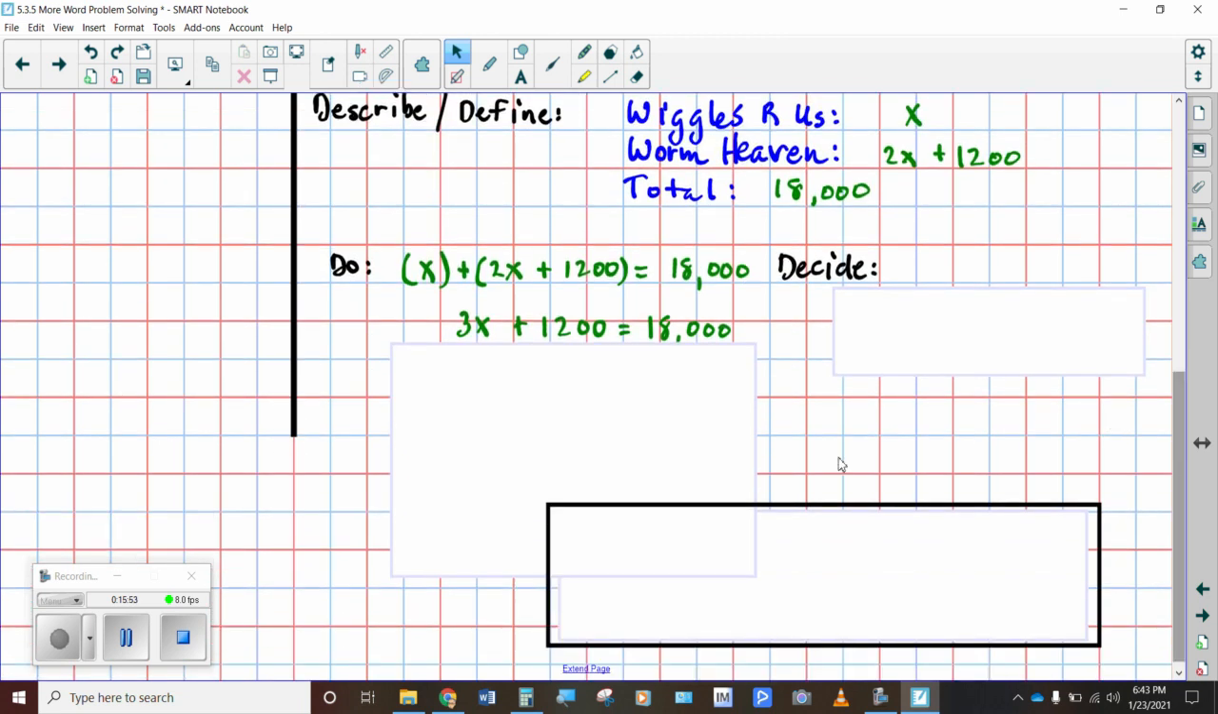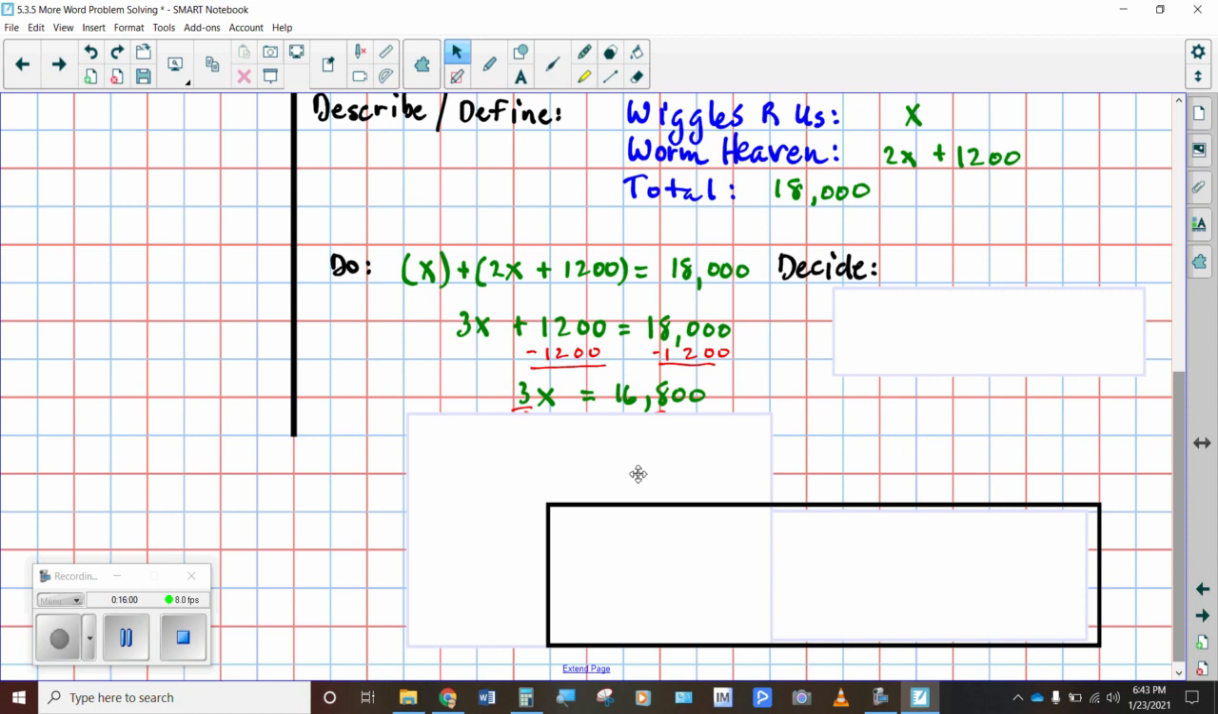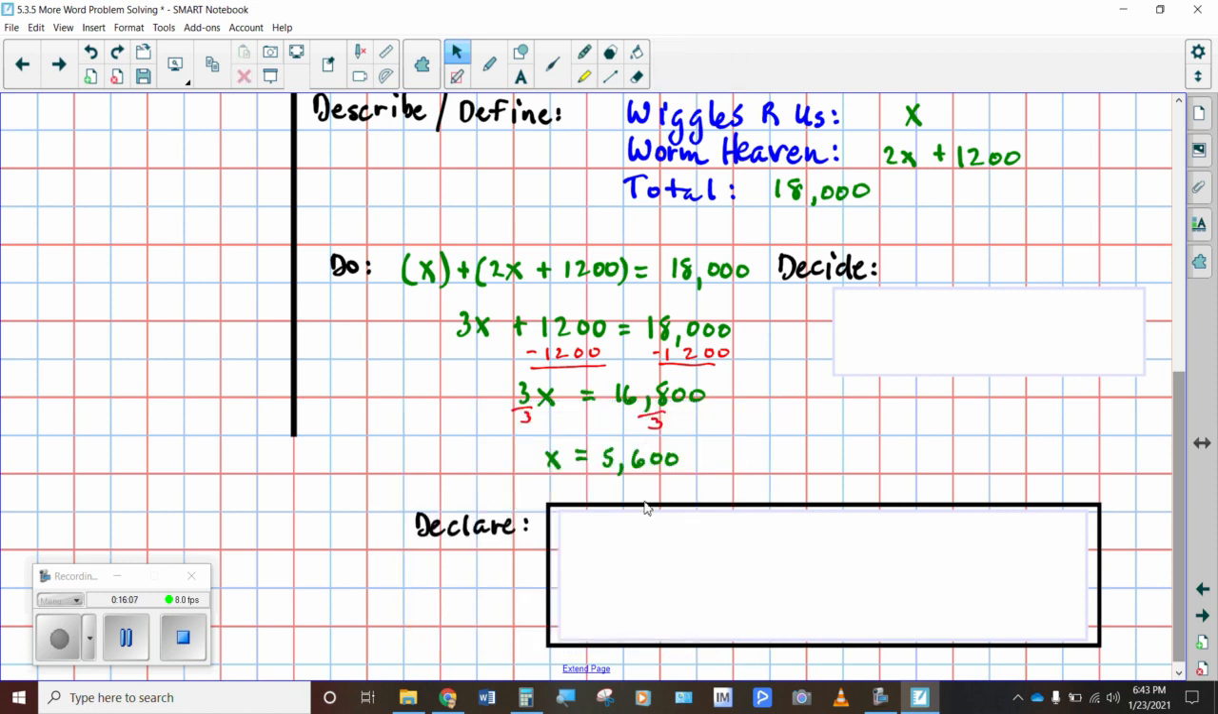And now let's solve for x by subtracting 1,200 from each side, so we find out what 3x is equal to. It's got to be equal to 16,800. And then what do you multiply times 3 to give you 16,800? Well, take 16,800 divided by 3, and that gives you 5,600. So if this is truly the number of worms that he ordered through Wiggles Are Us, then we should be able to double that number and add 1,200 to it, and then add it to the 5,600, and the total will equal 18,000. So let's check that.